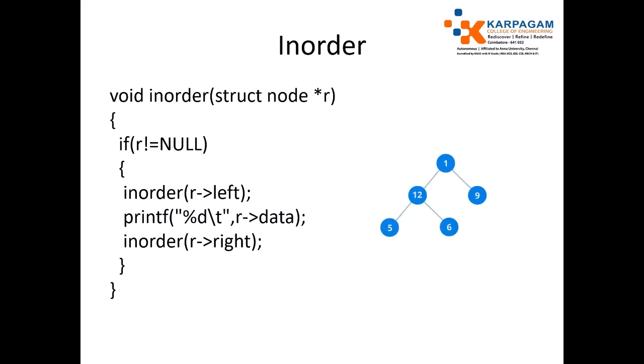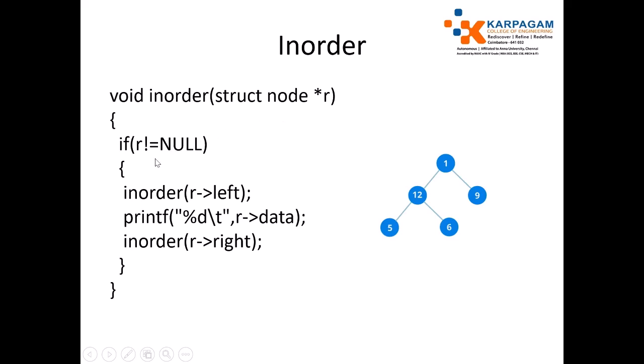Recall the traversal method, one of the important operations in binary search tree. There are 4 kinds of traversal methods available: in-order, pre-order, post-order, and level-order traversal. In in-order traversal, we first process the left subtree, print the middle data, that is the root node data, and process the right subtree. That is why we have a function like this, which is a recursive function.